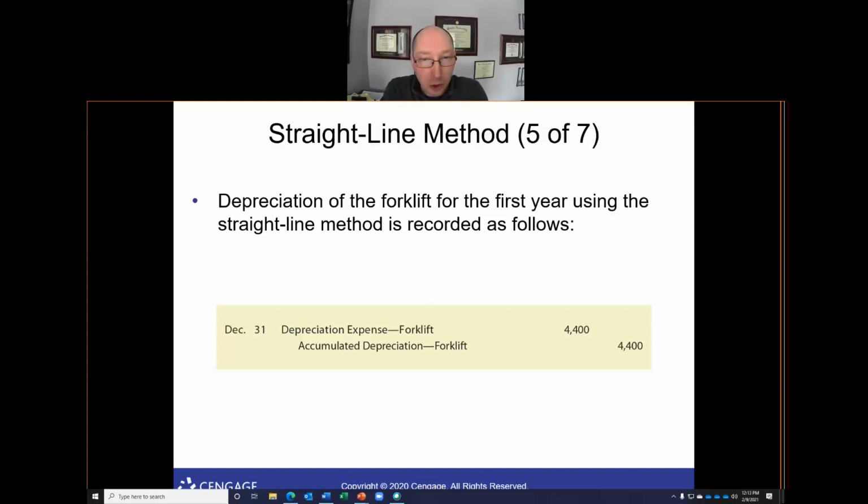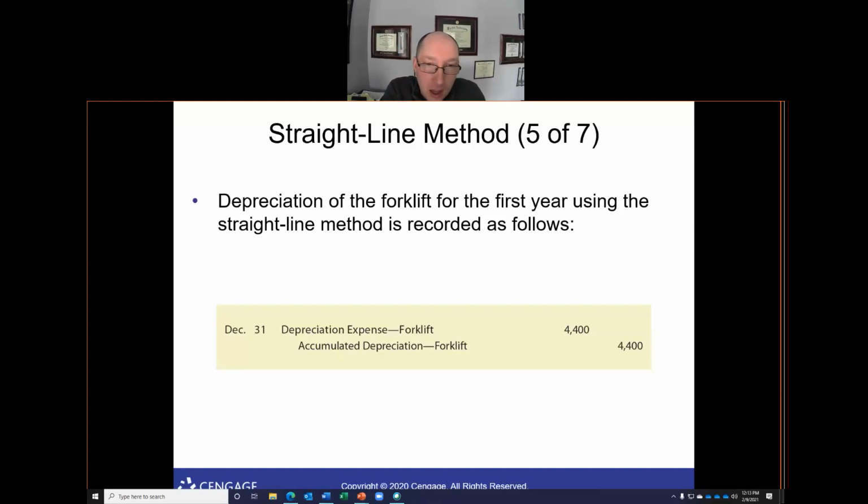What is the journal entry we make at the end of each year to represent depreciation? So, to depreciate using straight line method, we debit depreciation expense and we credit accumulated depreciation. Now you see here in the journal entry, it says depreciation expense forklift. That is to help us identify which fixed asset we are depreciating. Especially if a company has more than one fixed asset, it's good to know which one it is. It's very important that you know which one it is.